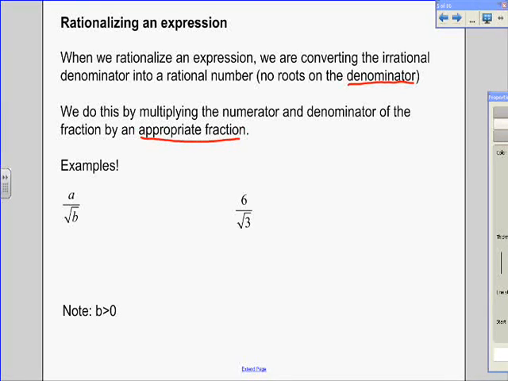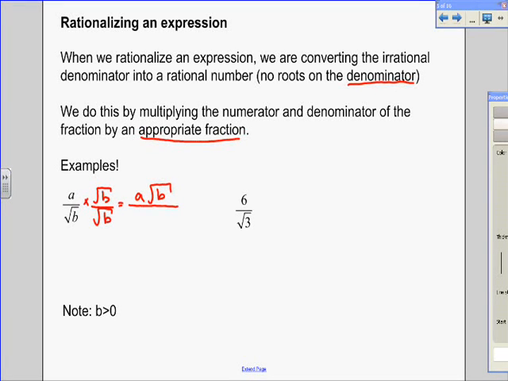If we have a over the root of b, what I want to do is actually multiply by something that is equivalent to 1, because I don't want to change the value of my fraction, but I do want to cancel out that root on the bottom. So why am I doing that? Well, we know from our last video on the properties of radicals that, first of all, across the top here, I can't really do any simplifying. It just becomes a times the root of b.